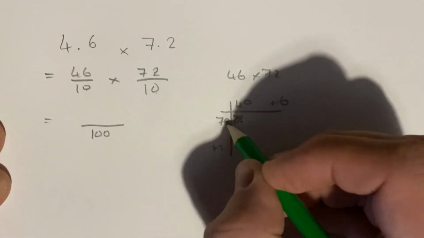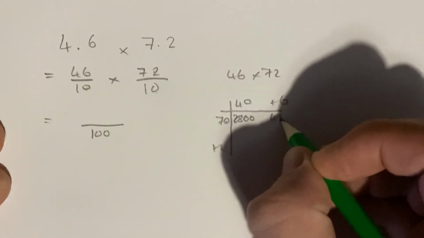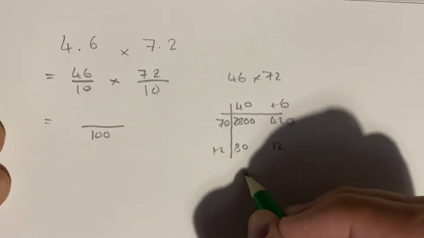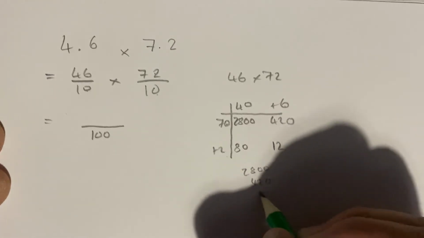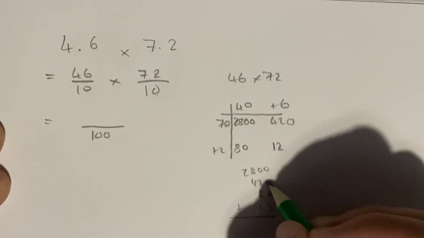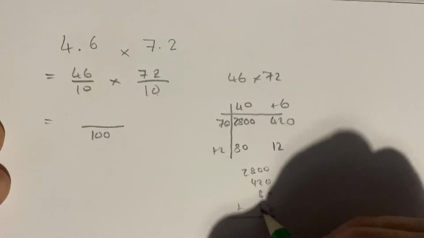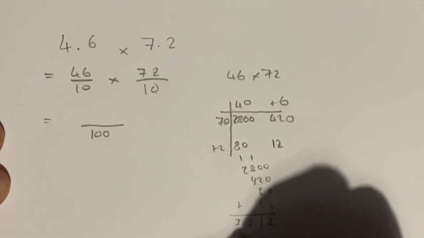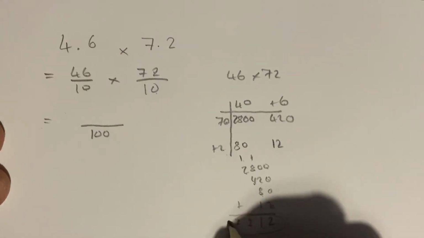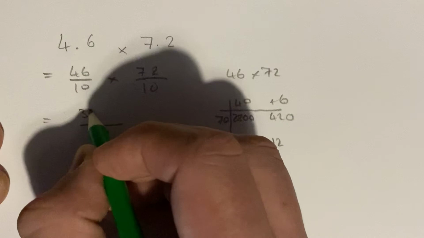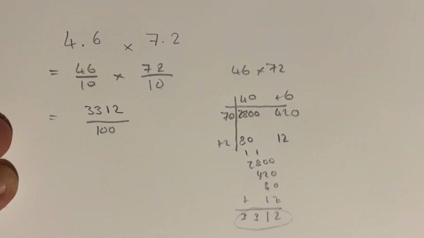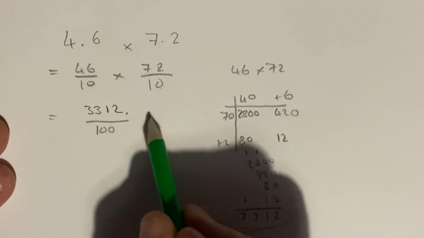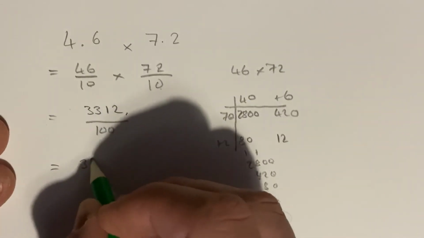7 fours are 28, 2 zeros, 7 times 6 is 42 with 1 zero extra, 2 times 40 is 80, and 2 times 6 is 12. Add these together, 2,800, 420, 80 and 12, add them up. 0, 0, 0, 2, 2 plus 8 is 10, plus 1 is 11, carry 1 up. 1 plus 8 is 9, plus 4 is 13, and 1 plus 2 is 3. So 3,312. So that number here is what 46 times 72 is. So that's 3,312. Okay, now 3,312, if I imagine the decimal point there, if I divide by 100, all these digits move 2 places to the right of the decimal point. So I would end up with 33.12.